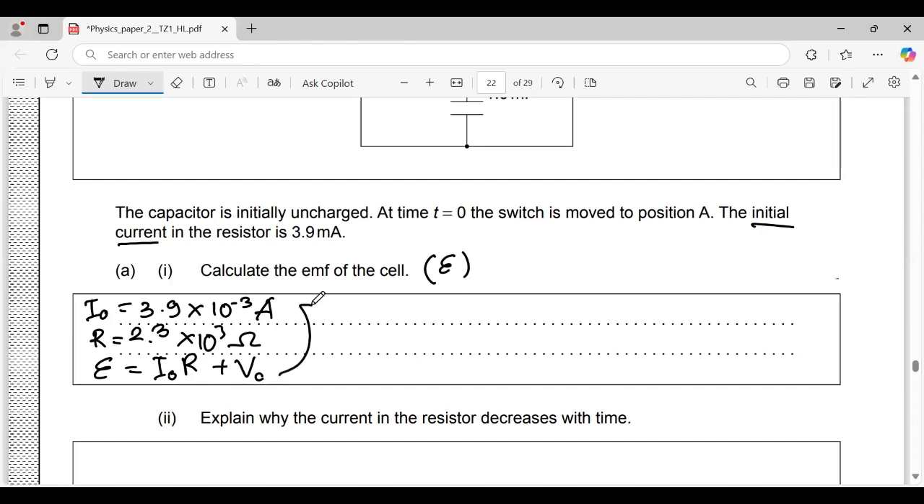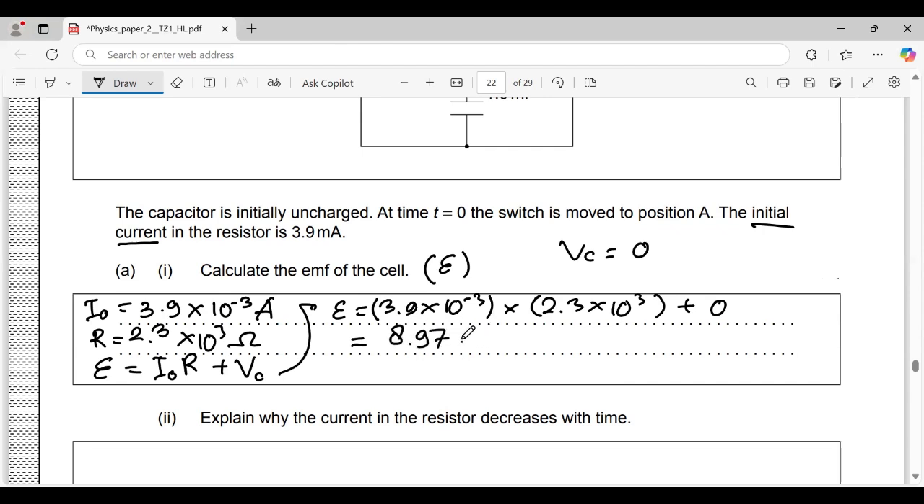Okay, so epsilon equals, and VC equals 0. Then epsilon equals 3.9 times 10 power minus 3 amps times R, 2.3 times 10 cube ohms, plus 0. And if you calculate, the result is 8.97, rounded to 9 volts.